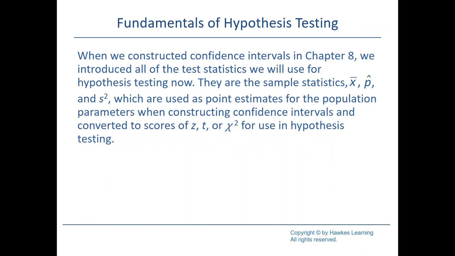So those were the X bars and the P hats, and then S squared, which would be our sample variance, okay? Those are what we call point estimators, okay? Now from there, we basically constructed these confidence intervals.